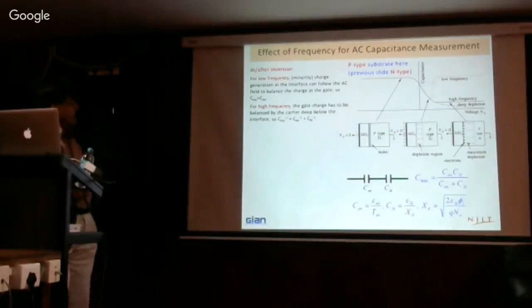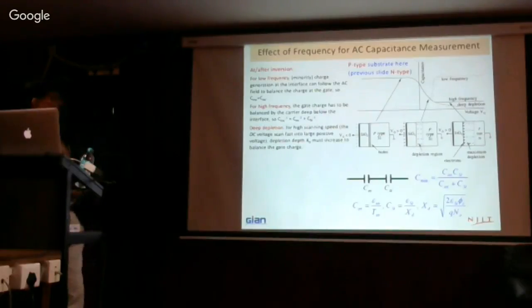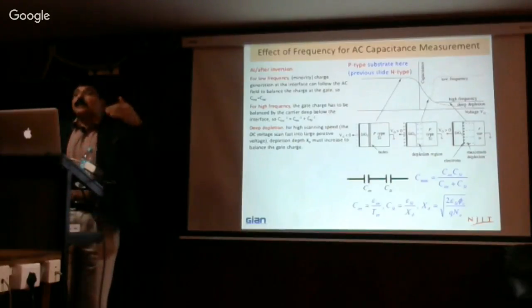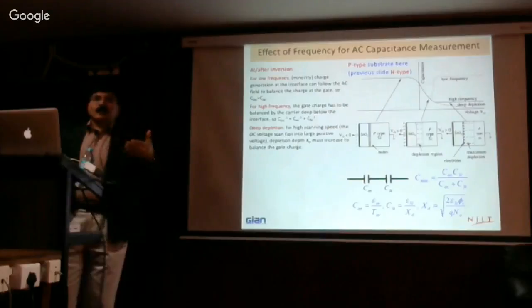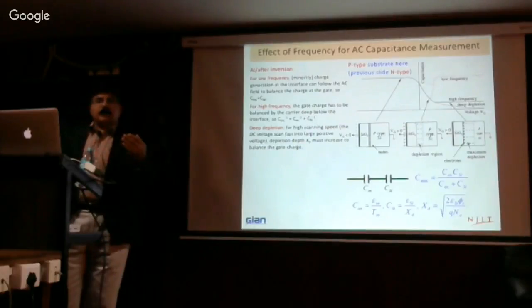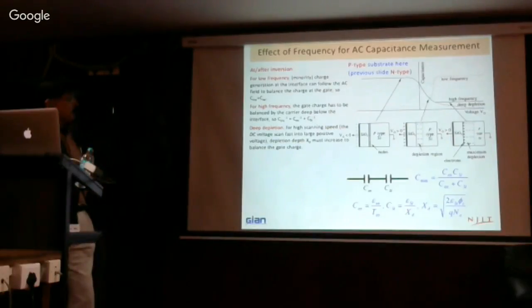And then if you go to deep depletion, so if you go for high scanning speed, or you increase the speed of measurement, then this goes to deep depletion. That means the depletion width starts increasing, because it will not be able to track the carriers coming in. So it will look as if the depletion region is increasing. That's why the capacitance will continuously go down because of this combination issue. This is the CSI, the depletion capacitance.